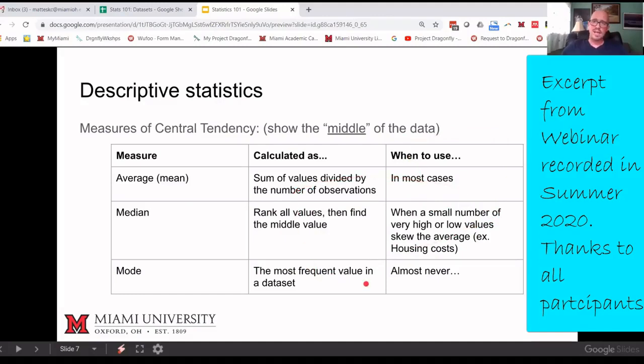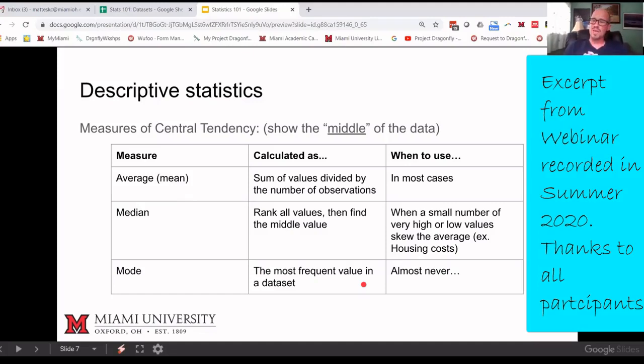Mode, I just hate mode personally. I never know a good reason to use mode. Mode is the most frequent value in the data set. And usually if you're using numerical data with continuous numbers, like with decimal points, you're not going to have the same exact number.